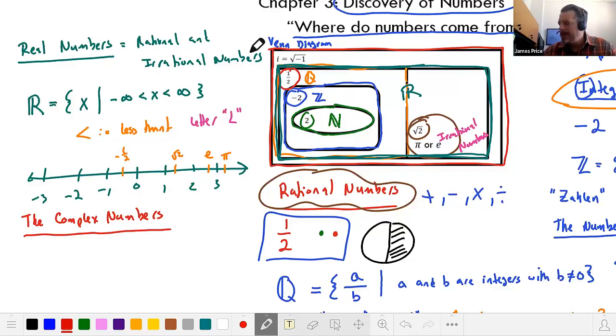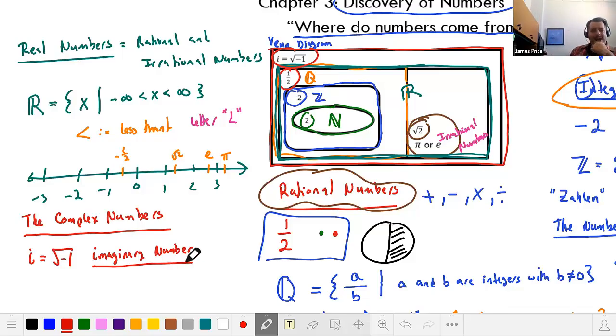So the last step involves this i equal to the square root of -1. And this is called the imaginary number. Right? And you say to yourself, imaginary number, right? What does that mean? Does it not exist? It's not real, so it's not a real number. It's imaginary. So what the heck is an imaginary number?